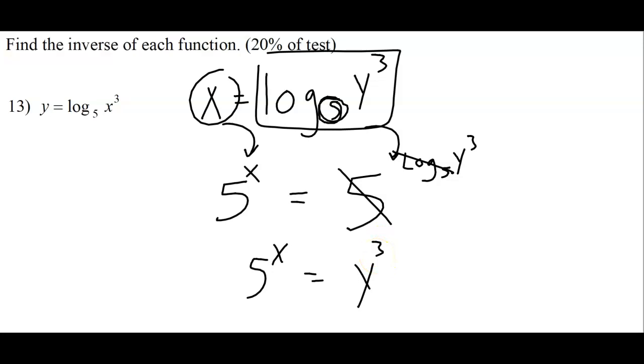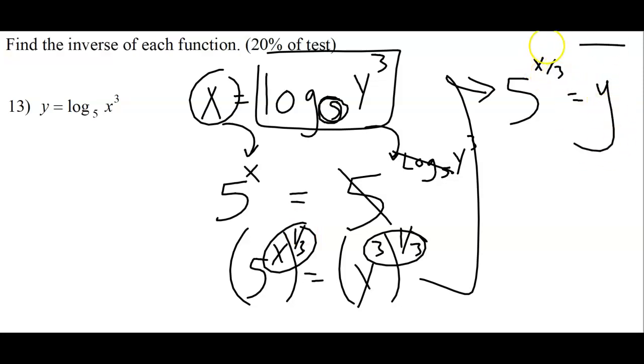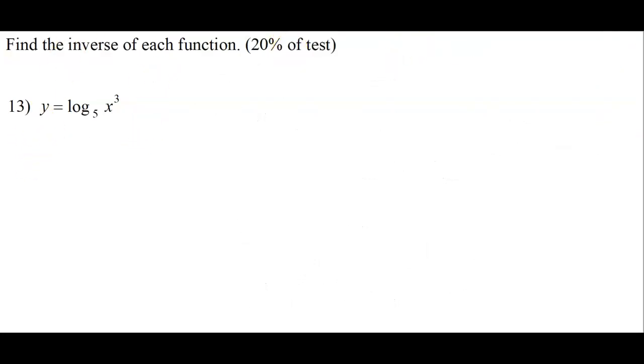The next thing I want to do is get rid of that 3 as a power there. So what I'm going to do is raise both sides to the 1/3 power, because 3 times a third is 1. So we end up with 5 to the x over 3 power equals y. And that would be our inverse of this function here. Let's take a look at another one here.